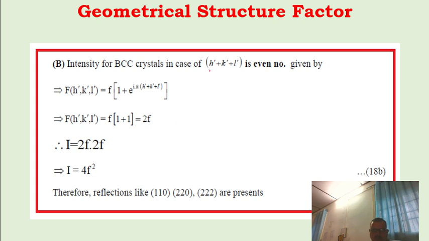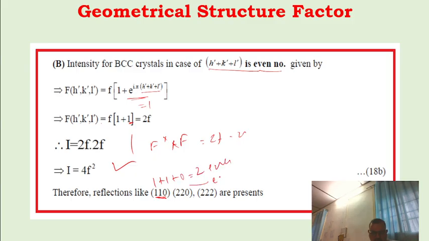Now if this term is an even number, then this will definitely equal 1. So this is 2f, and the intensity will be f star into f, so this is 2f into 2f, that equals 4f square. So it means reflections like 1 plus 1 plus 0, that is 2, even, these are present. So these planes are present in the system.